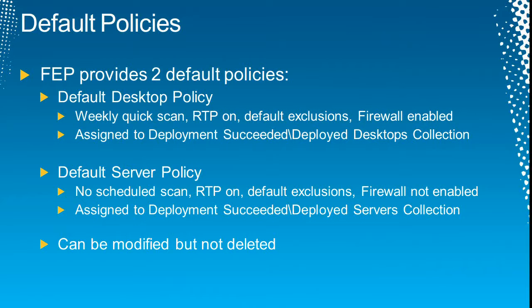We also deploy two default policies that get installed. These two are the desktop policy and the server policy. With the desktop, you get weekly quick scans, RTP on, default exclusions, the firewall enabled. These policies are assigned to the deployment succeeded and the deployed desktop collection. Basically, this ensures that if you push out FEP and you don't push a corresponding policy, there will always be a default policy applied.